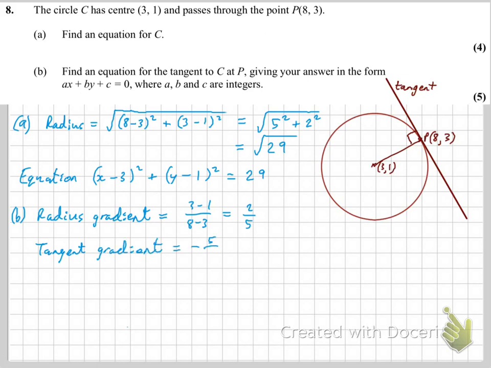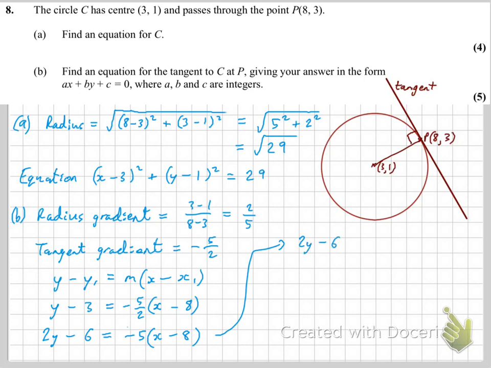And then we have a point that the line passes through, and we have a gradient, so use y minus y1, etc. Substitute in, and then it's just an algebra exercise to rearrange it into the form that the question requires. And there's a few ways of doing that, but this is my way. And that's our answer.